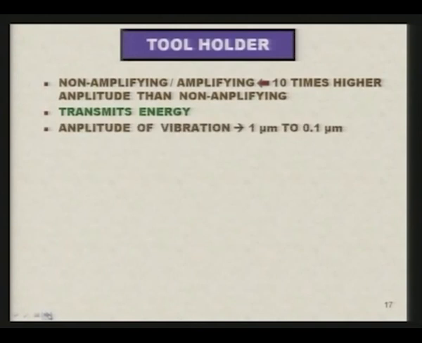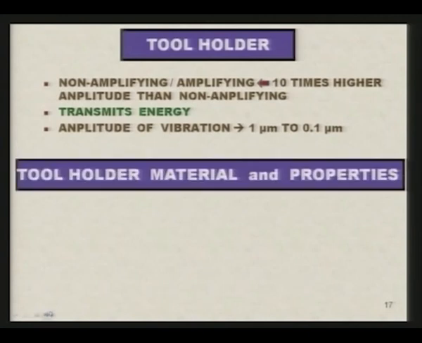Tool holder: there are two types of tool holder. One is known as non-amplifying tool holder, another is the amplifying tool holder. In case of amplifying tool holder, you can get 10 times higher amplitude of vibration as compared to non-amplifying type of tool holder. It transmits energy. Amplitude of vibration can be as high as 1 micrometer to 0.1 micrometer.